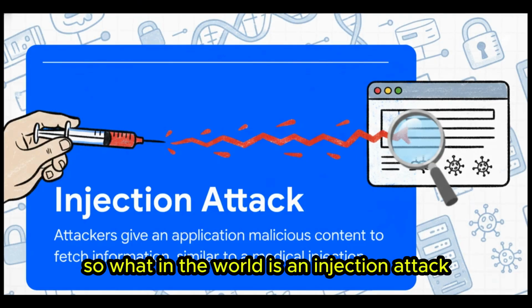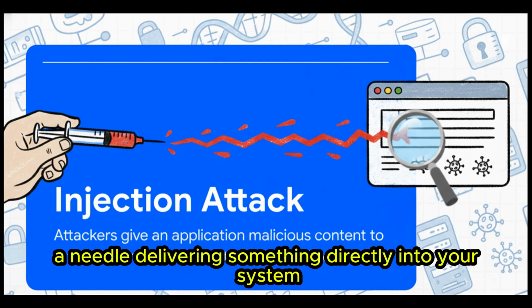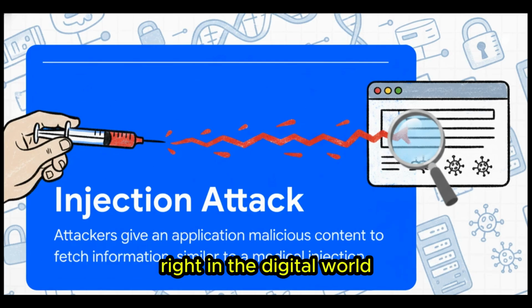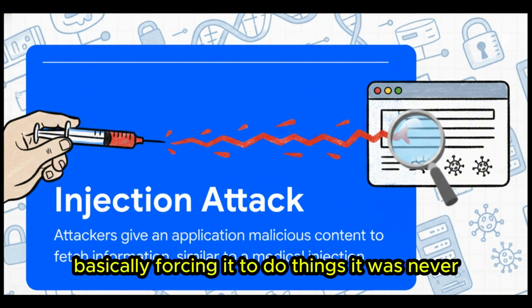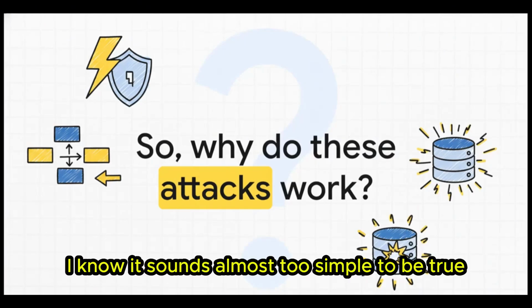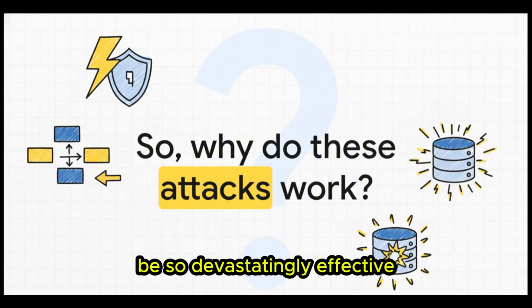So, what in the world is an injection attack? Well, think about a medical injection for a second. A needle delivering something directly into your system, right? In the digital world, it's almost the same idea. An attacker injects malicious code into a web application, basically forcing it to do things it was never ever designed to do. I know. It sounds almost too simple to be true, doesn't it? How can something so basic be so devastatingly effective?